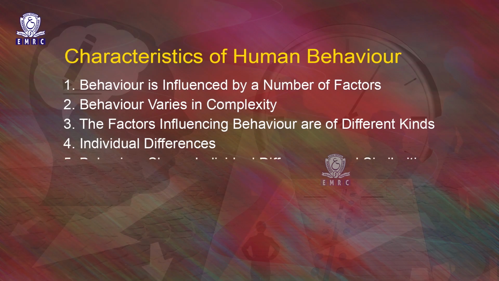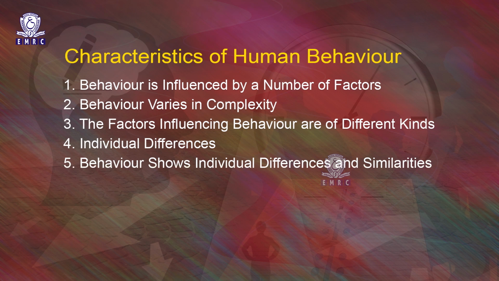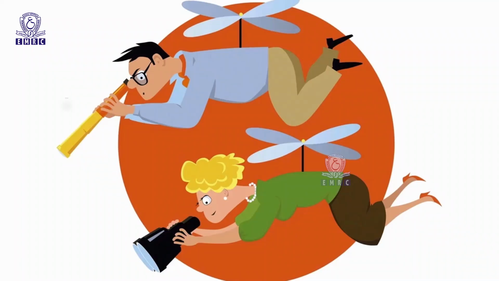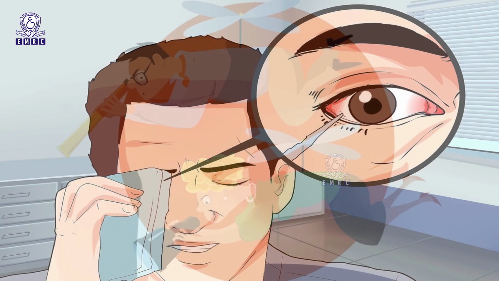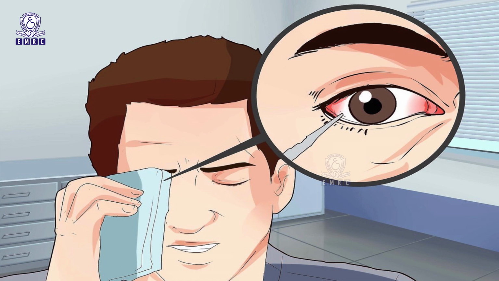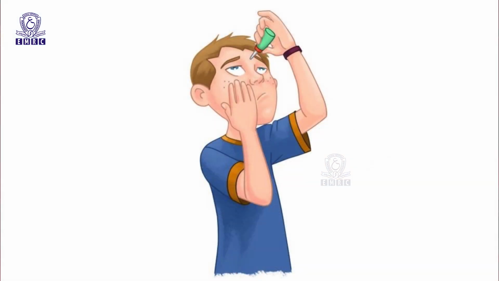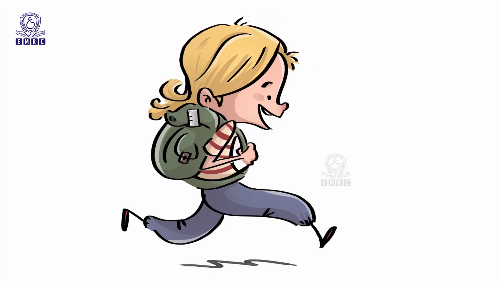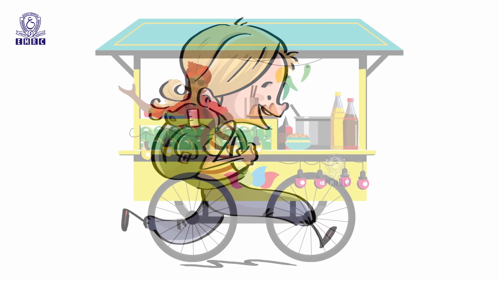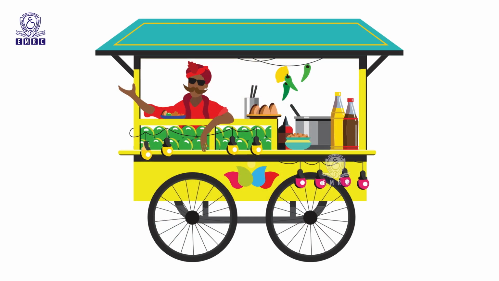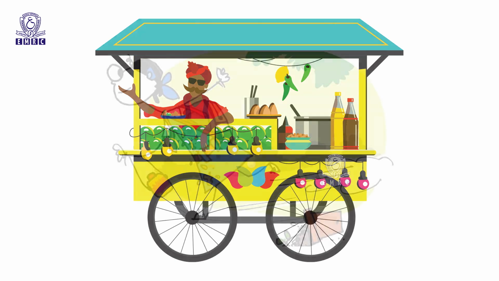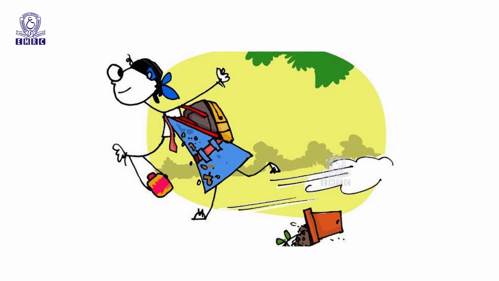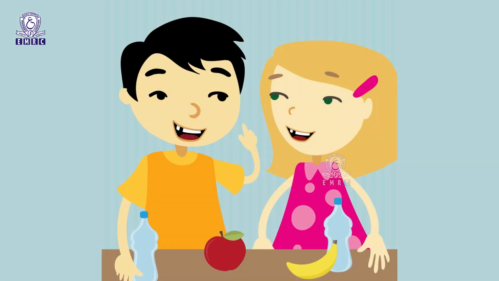Now let us talk about how behavior shows individual differences and similarities. There is also a considerable degree of similarity in behavior among people. For example, if a dust particle falls into a person's eye, he tries to remove it. This type of behavior is universally found. Also imagine a situation where the school bell has just rung and a street vendor is selling some eatables. Some students may buy it even though he appears to be not so clean, but some students just comment, "Ah, he's so dirty, I don't want to buy anything from him."